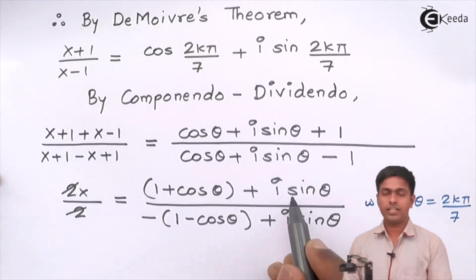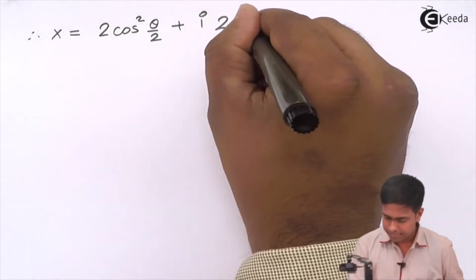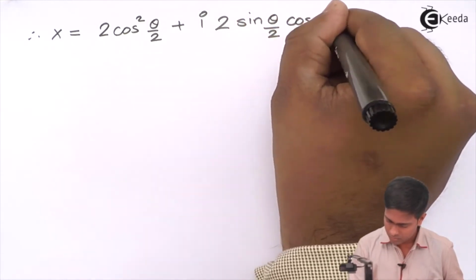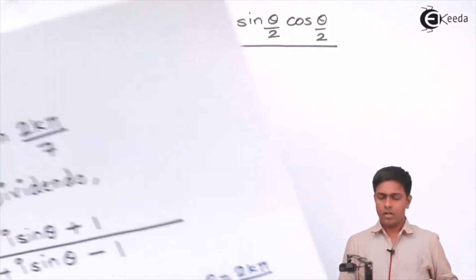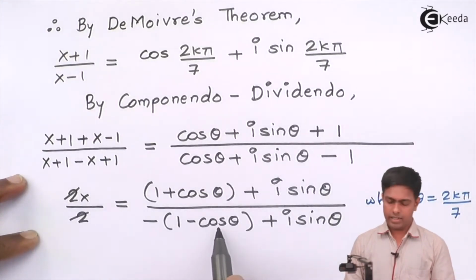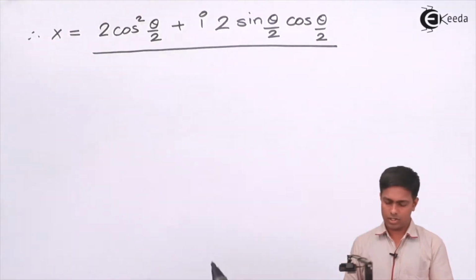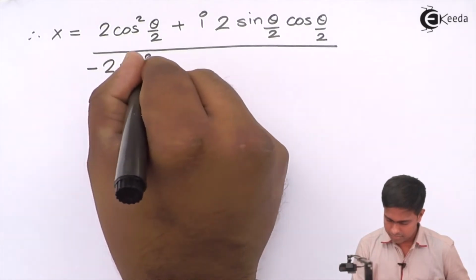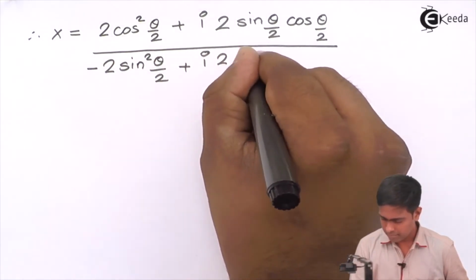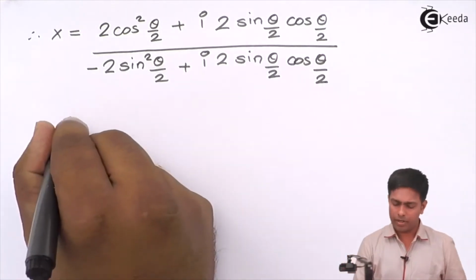Now sin theta is 2 sin theta by 2 into cos theta by 2. Now in the denominator, 1 minus cos theta is 2 sin square theta by 2, negative sign as it is, and this is again the same formula like this. So this will become, now guys, let's take common terms together.